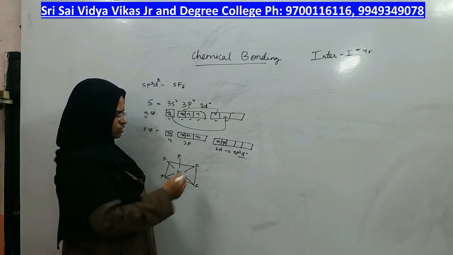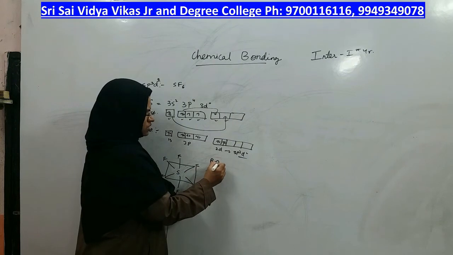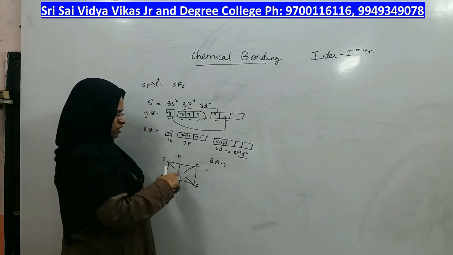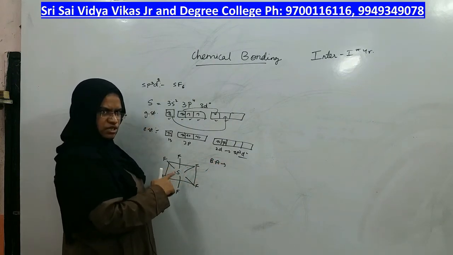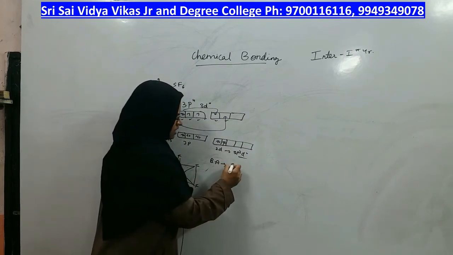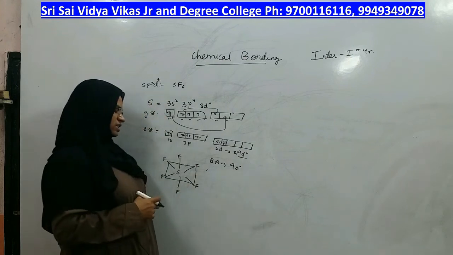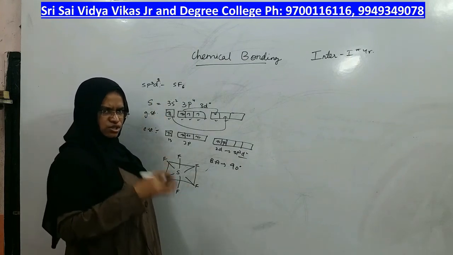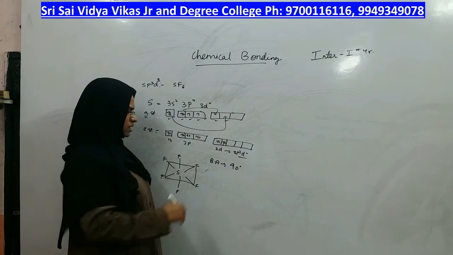And the same goes for this molecule also. The bond angle is the same in this molecule, because the fluorines present on the plane have 90 degrees with each other, and the fluorine present on the axis is also having 90 degrees with respect to the plane.